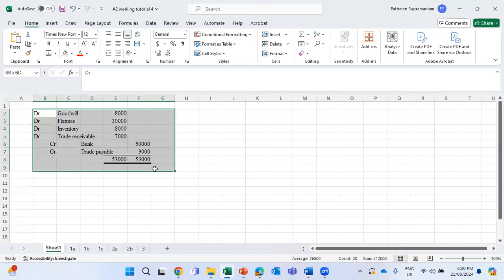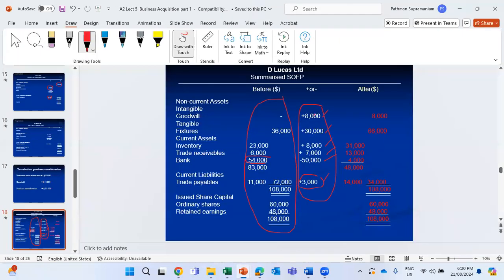When you attempt a business purchase question, please write this in journal form. And these are the figures that you're going to add on to the original SOFP of the buyer. And then you total up horizontally. So the answer would be this, the buyer's SOFP. So this is situation 1.